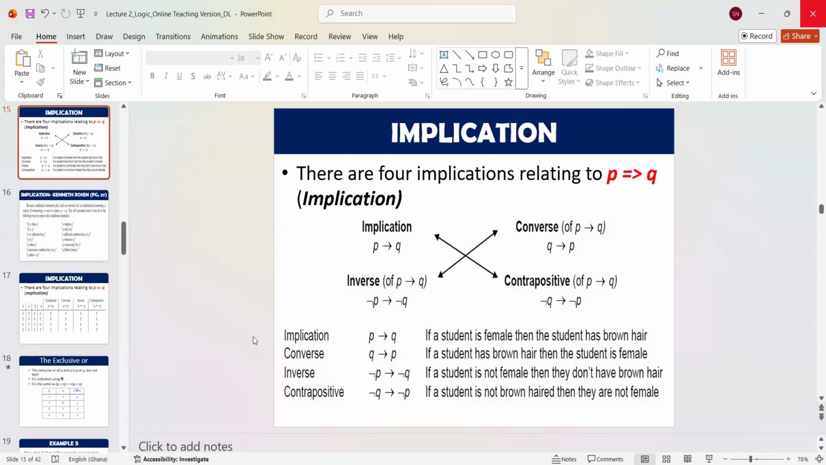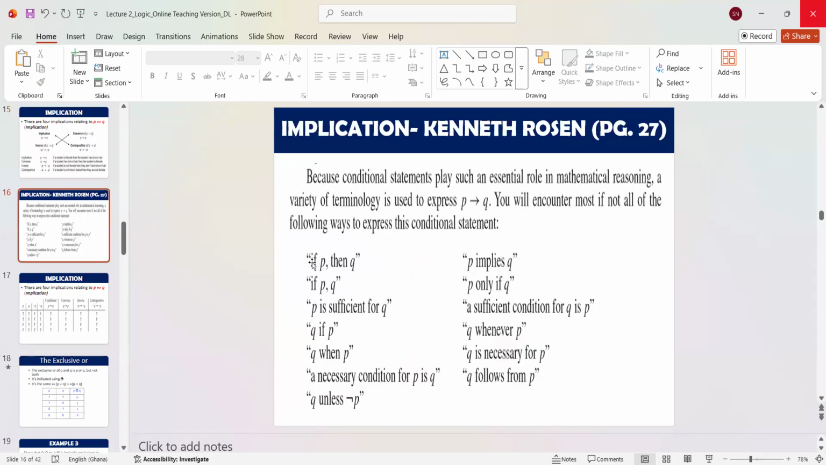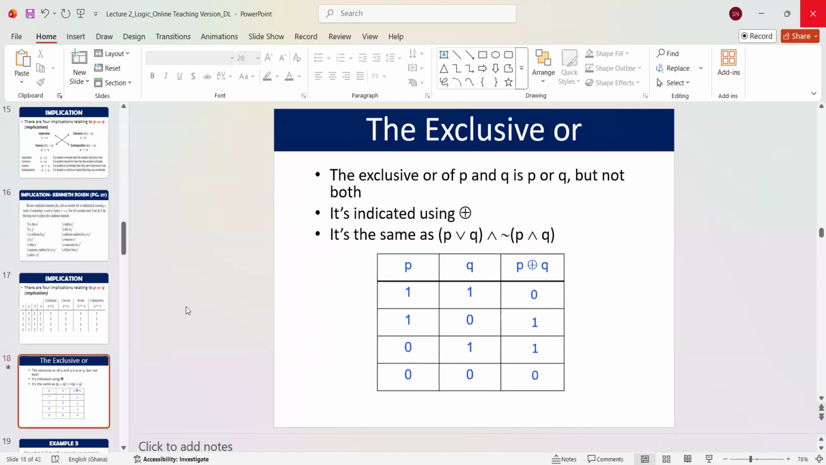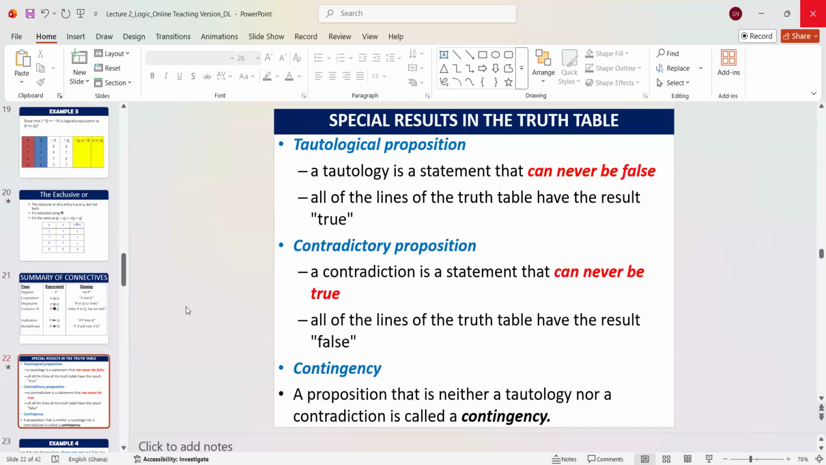With the same connective, you can use the words if P, then Q to mean P implying Q. You can also use if P, comma Q, which still means P implying Q. And you can use the words sufficient, necessary, whenever. All this, including Q if P. If you have Q if P or Q when P, they all mean P implying Q. Okay, so these are the various names for if and then.